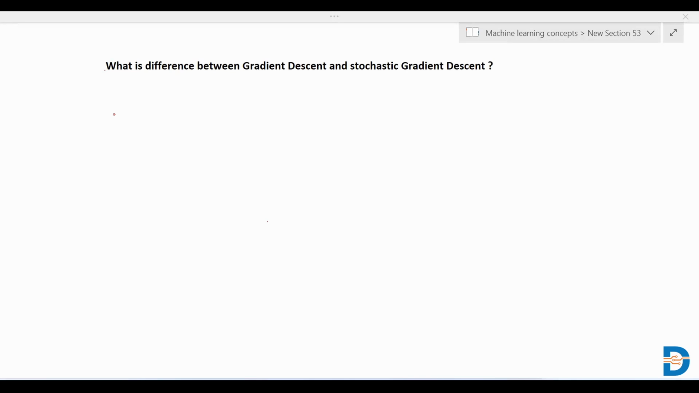Hello everyone. So now we'll understand what is the difference between gradient descent and stochastic gradient descent. Gradient descent is represented by GD, and stochastic gradient descent is represented by SGD. So first, understand what is GD.